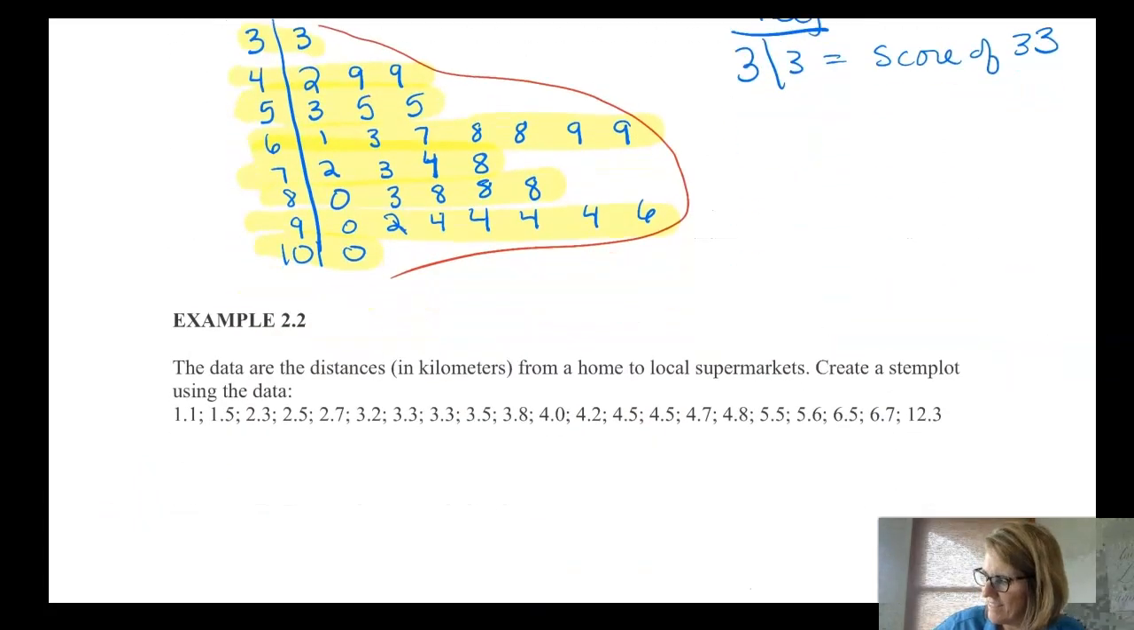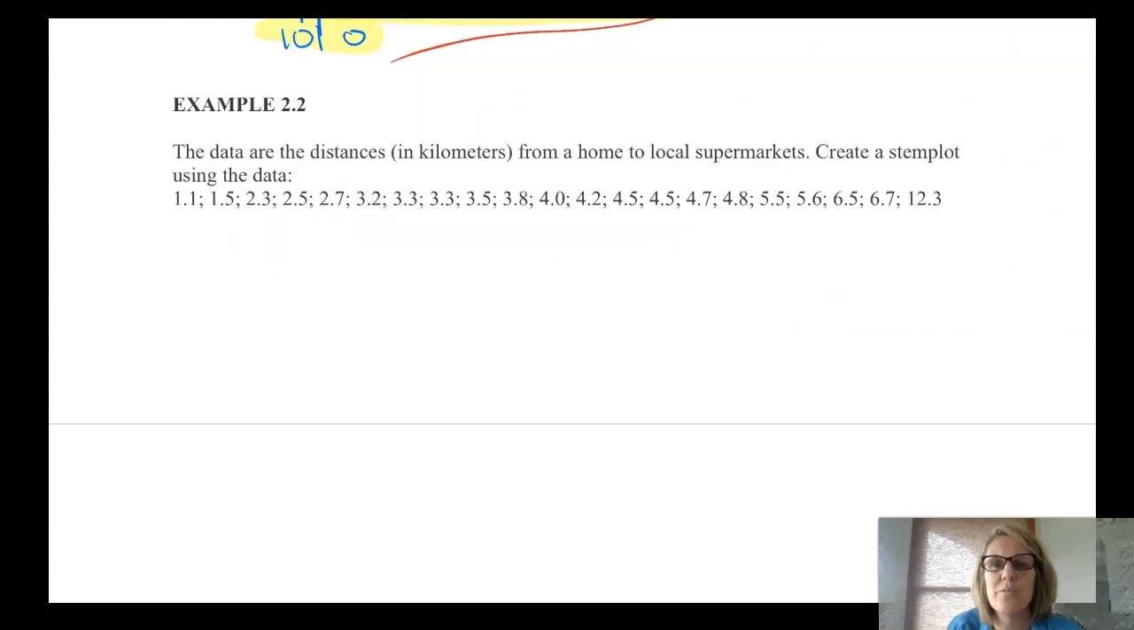Okay, let's look at this example. The data are the distances in kilometers from a home to local supermarkets. Create a stem plot using the data. All right, now these data have decimals. We have 1.1, 1.5, 2.3, 2.5, 2.7.